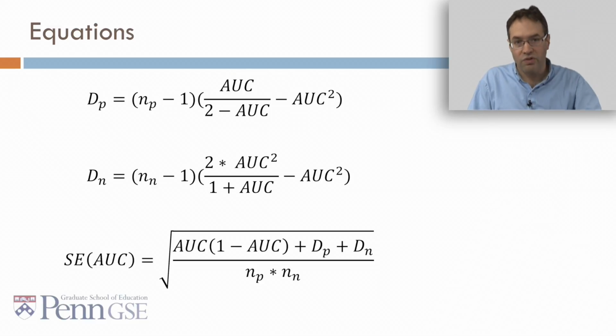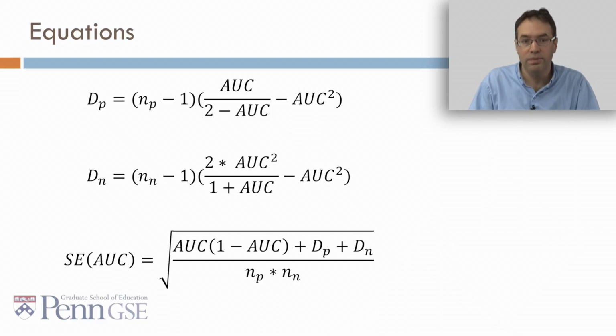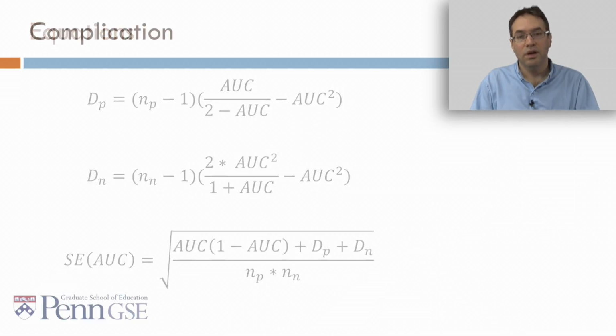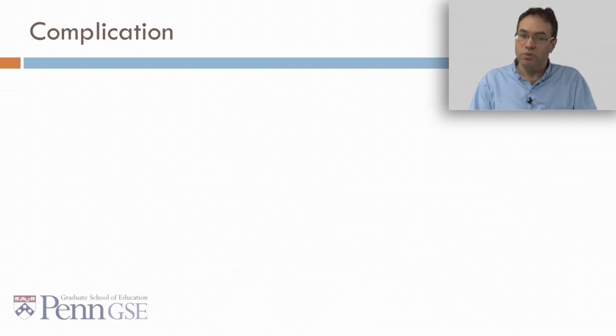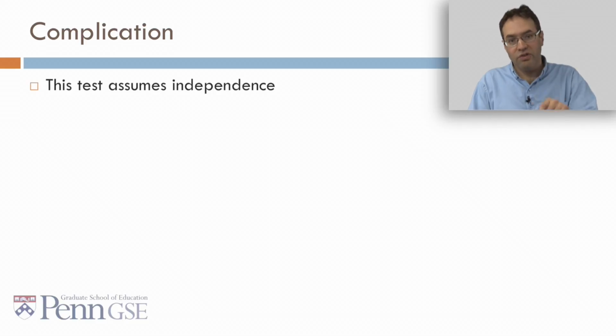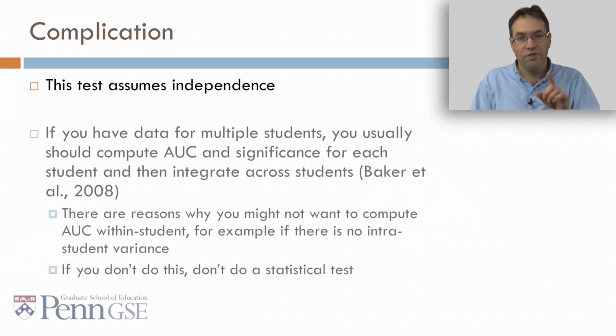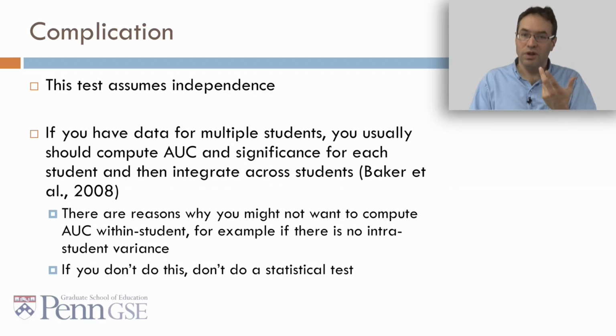You can compute the standard error as follows. I won't go through the details on these equations, but feel free to pause here or to look back at the slides later. There is, however, a complication which is worth noting. This test assumes independence. If you have data for multiple students, guess what? Two data points from the same student are not independent of each other.